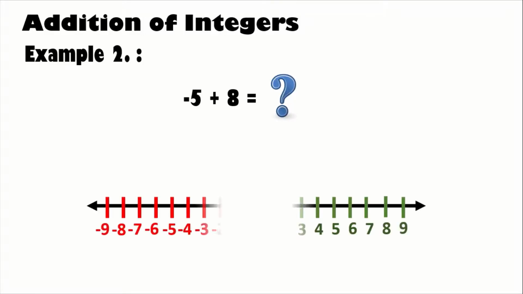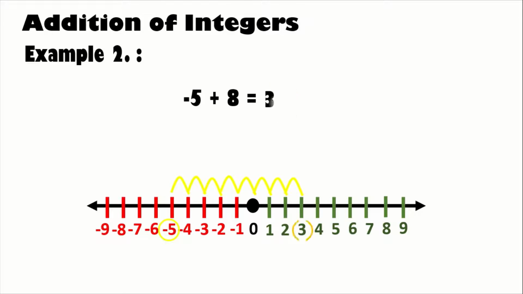In this example, we have negative 5, which is located at the left side of the number line. And then we must add 8. So what are we going to do? We will be moving from left to the right side of the number line 8 times. So let's count. 1, 2, 3, 4, 5, 6, 7, 8. So the answer will be positive 3. Why did it become positive 3?